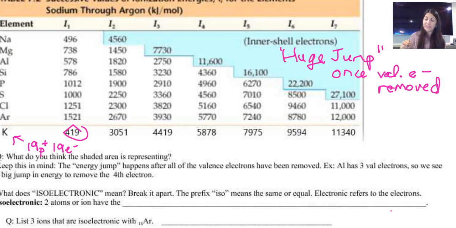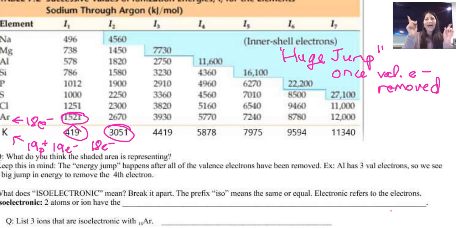Now, after it loses one of its electrons, it has the same number of protons, but now it has 18 electrons, which is the same thing as argon. Argon has 18 electrons. So if we compare them, they both have 18 now. Look at argon's value: 1521 to remove that 18th electron, whereas potassium's is 3051? What? It's practically double the amount to remove the same electron, the 18th electron.